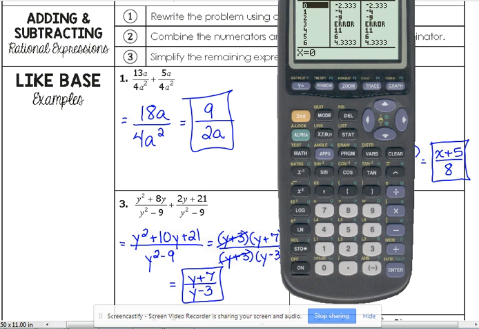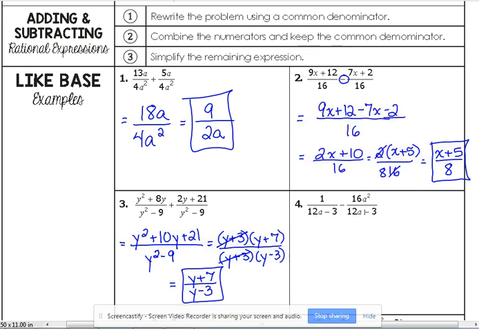So if I had typed in y squared plus 10y plus 21 over y squared minus 9, I would still get all the same y values, okay, because all that tells me is, yeah, you combine the numerators correctly. It does not guarantee that it's fully simplified, but at least I know they are equivalent, okay? So just throwing that out there.